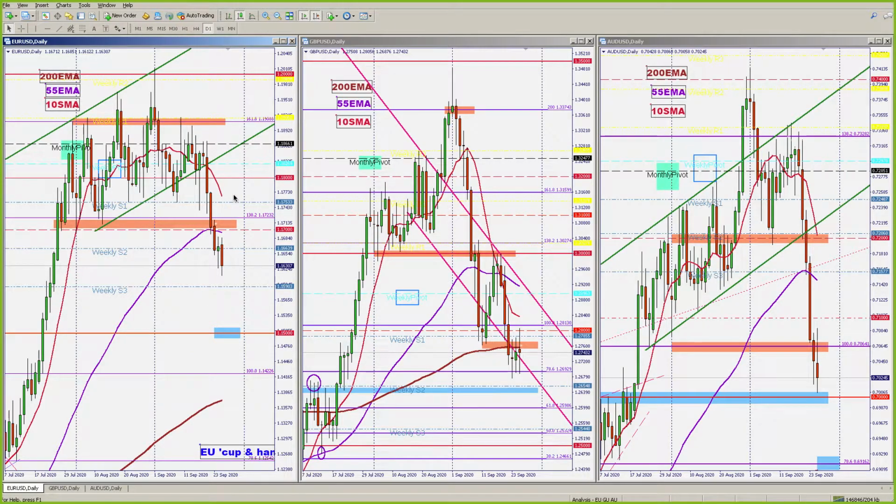And this is the weekly analysis for the Euro, Cable and the Aussie dollar for the 5th week of September. And if we look across the three majors here, all of them have broken out and made significant retracement lower as the US dollar index has tried to make a recovery and rebounded.